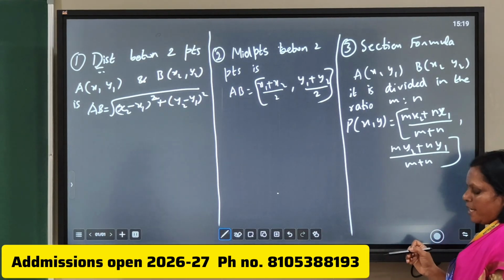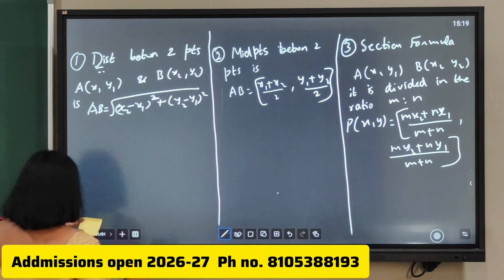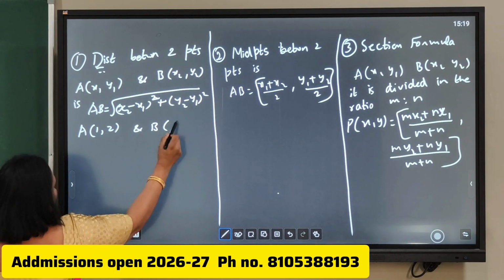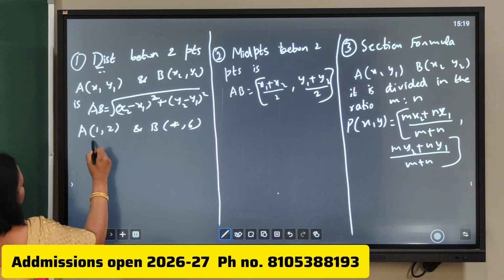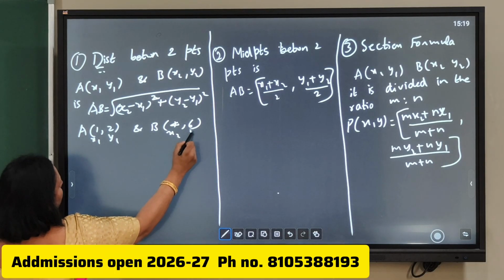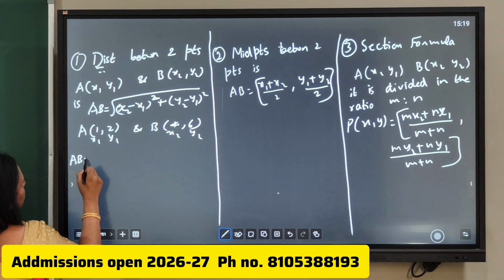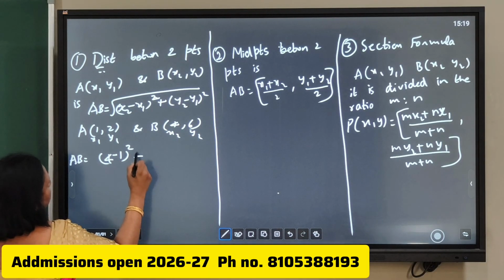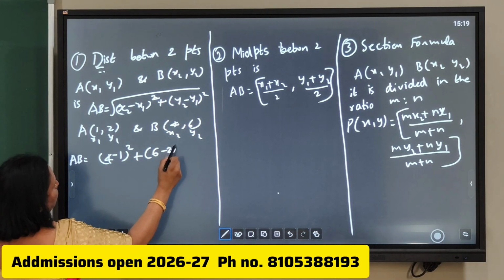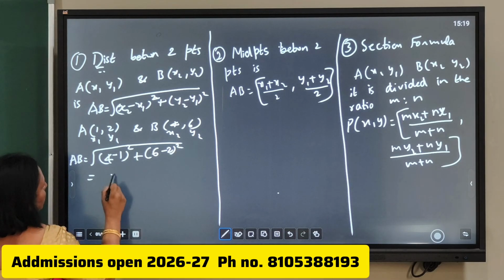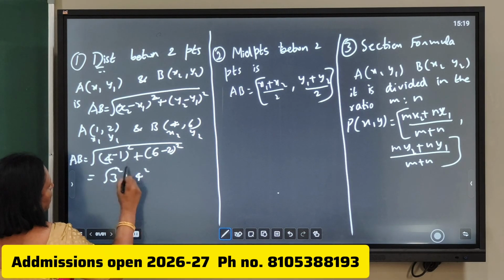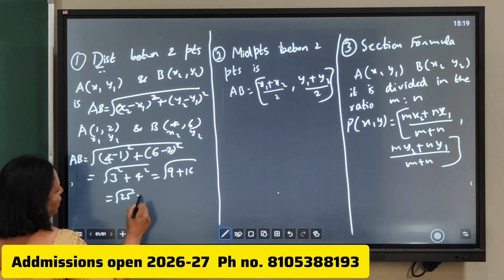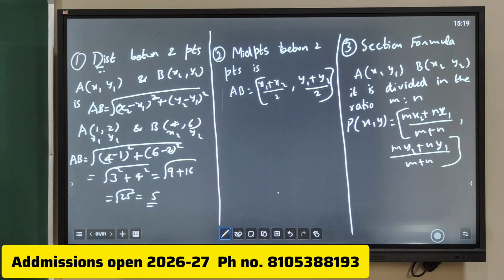Now let us take one example. Find the distance between the 2 points. Here the point A is given as 1, 2 and B is given as 4, 6. We will take this as x1, y1, x2 and y2. Distance between 2 points is equal to x2 is 4 minus 1 whole square plus y2 is 6 minus 2 whole square within the square root. 3 square plus 4 square is 9 plus 16, which is root of 25. Root of 25 is 5. This is the distance between 2 points.